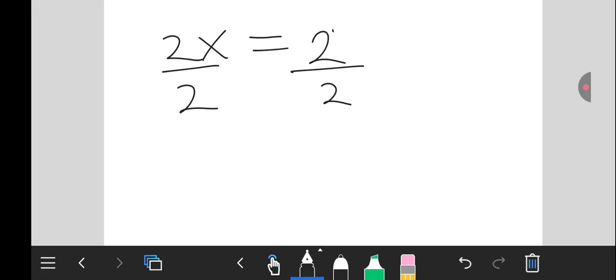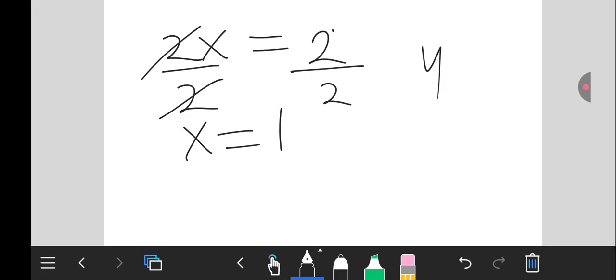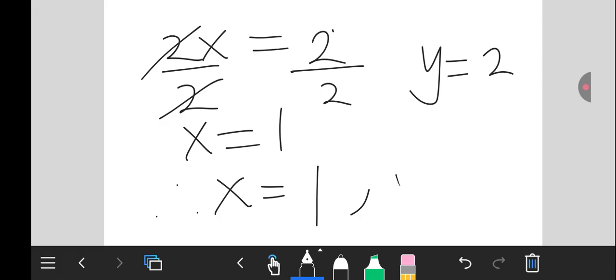So this 2 and 2 will cancel. We remain with x. x is equal to 2 divided by 2, that is 1. So we had y equal to 2. Therefore we conclude x is equal to 1, y is equal to 2.